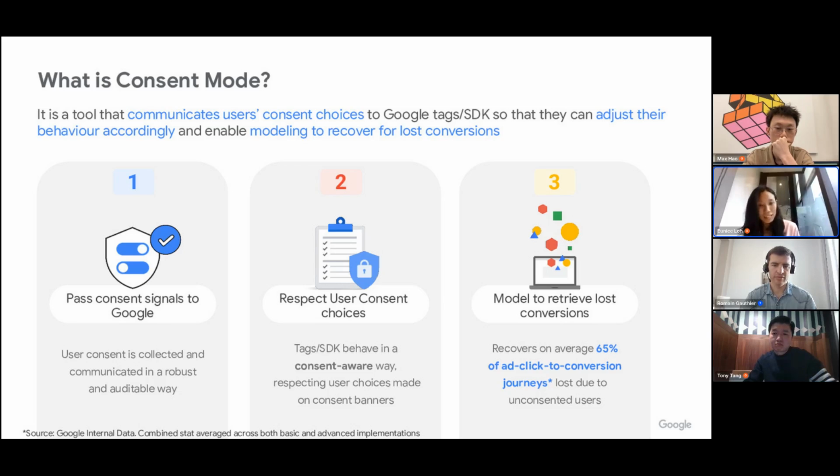Another common misunderstanding is people might think that implementing a consent banner equals implementing consent mode. That is not true. Essentially, there are two steps, as I mentioned earlier. Step one, you need to implement the consent banner. And step two, you need to adjust the tag behavior for consent mode to be enabled. This is when the entire steps are done.